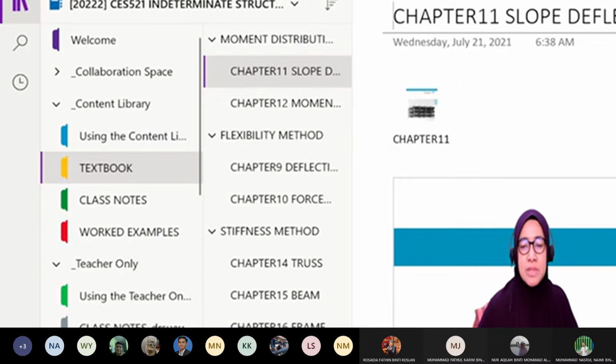Basically, both methods have the same outcomes. Same outcomes means that in moment distribution method, we will calculate member end moments. Also in slope deflection method, when we analyze a structure, we also calculate member end moments. The output will be the same, member end moments.